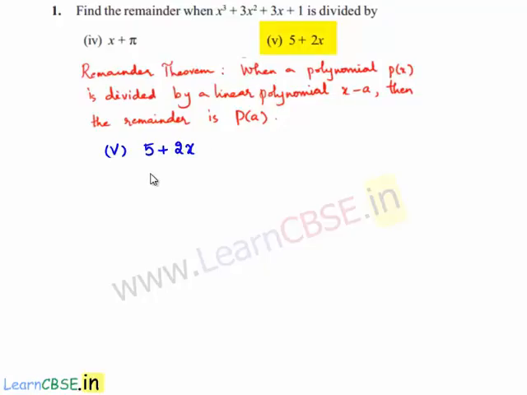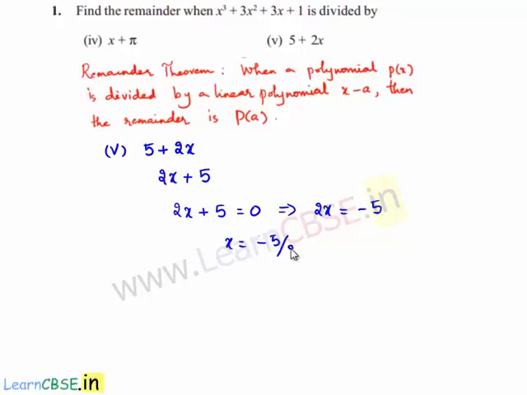Moving to the fifth bit, which is 5 plus 2x. So this can be written in the form 2x plus 5. So the 0 would become 2x plus 5 is equal to 0, which gives 2x is equal to minus 5, which is x is equal to minus 5 by 2.